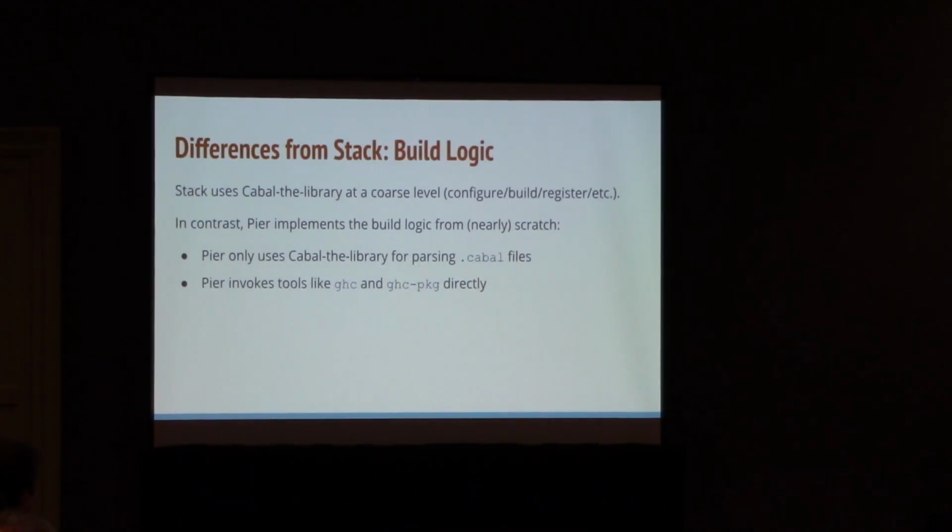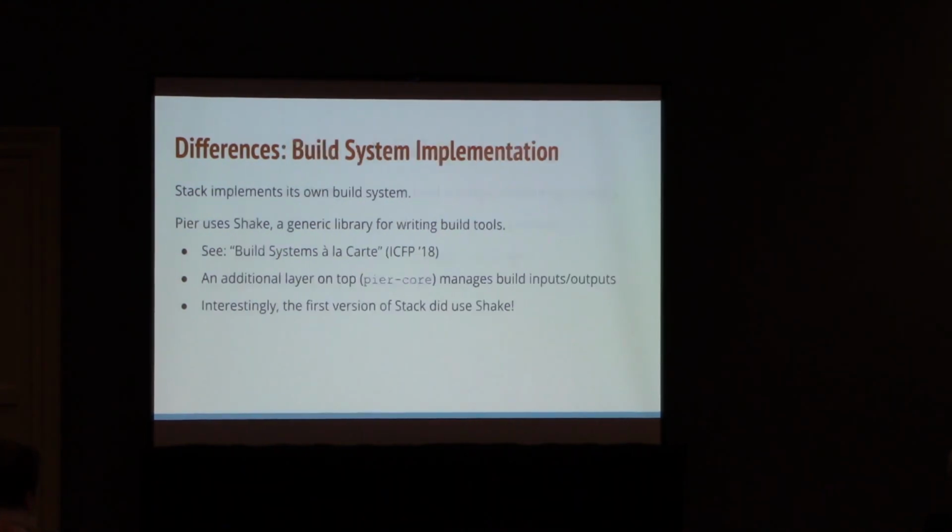Okay, so then how does it differ? It differs in a couple ways. The first is that if you look at how Stack is implemented, it actually calls down to Cabal, the library, for a lot of its implementation in terms of how it calls GHC, and does this at a coarse level, like calling a configure step and a build step. In contrast, Pier implements all that logic nearly from scratch. It only uses Cabal, the library, for parsing the Cabal file format, because why re-implement that? But everything else it does from scratch, and it calls tools like GHC and GHC-PKG directly.